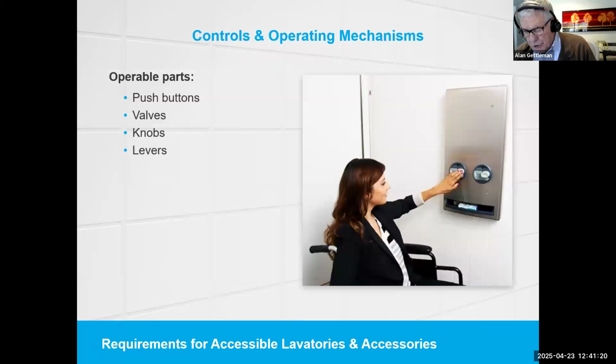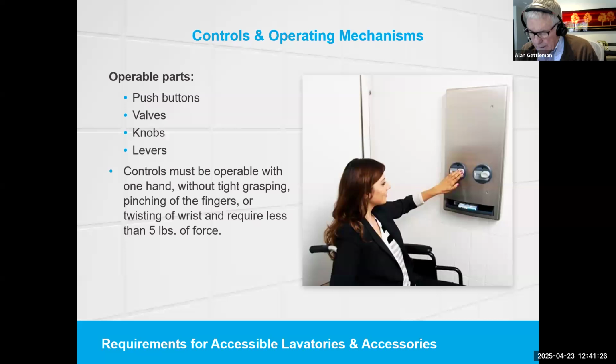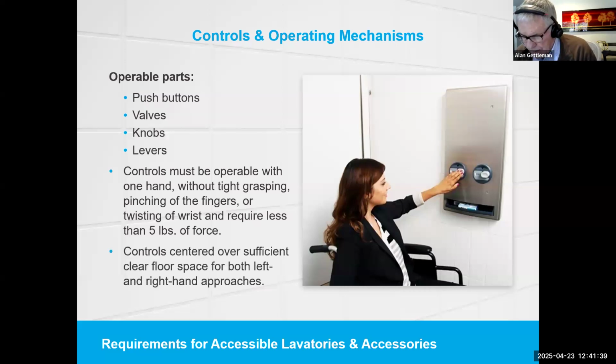Operable parts, which include push buttons, valves, knobs, and levers, must be operable with one hand without tight grasping, pinching of the fingers, or twisting of the wrist, and not exceed 5 pounds of force. Controls should be centered over sufficient clear floor space to ensure both left and right hand approach and use.